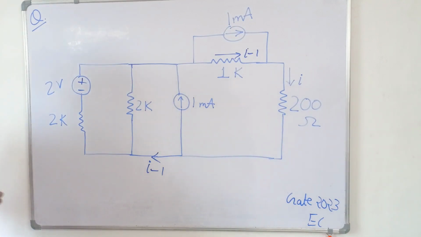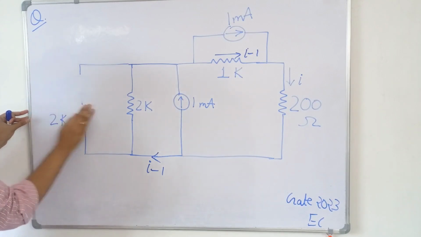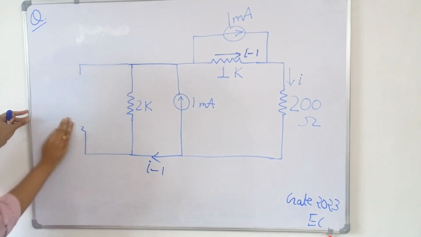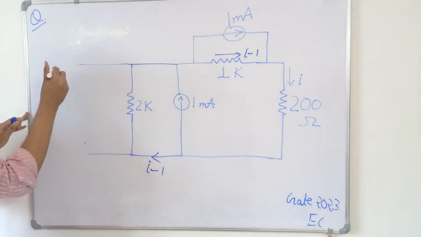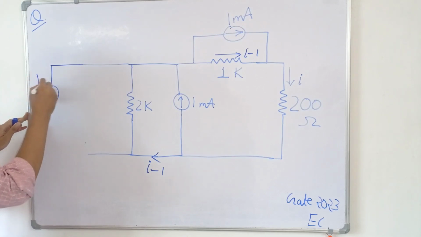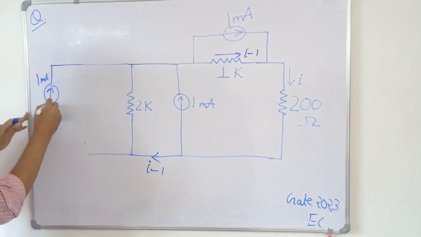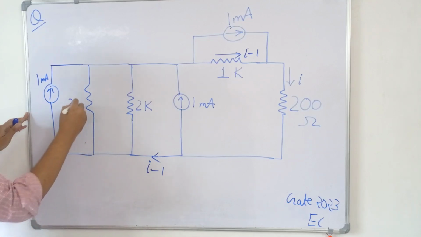Now in this network what is given to us, this 2 volt voltage source is in series with this 2 kilo ohm resistance. So we can use source conversion. If we use source conversion, then we can convert it into a current source in parallel with a resistance. So this will become 1 milliampere and this will be 2k resistance.